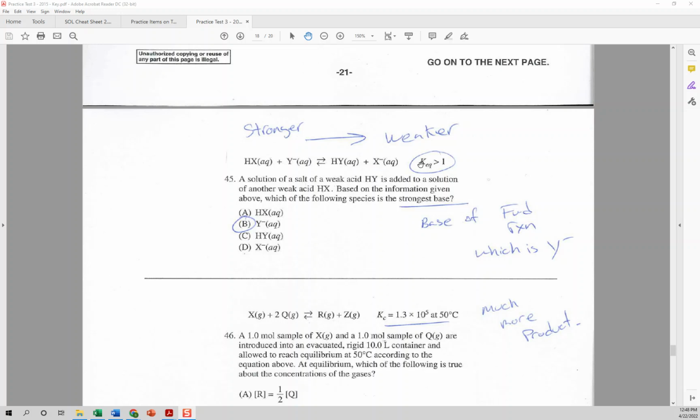So if this had been less than 1, then this side would be stronger. But since this is greater than 1, we know this side is stronger because this acting like an acid going this way is more favored than this acting like an acid going that way. So this is asking what's the strongest base, and the two bases of the reactions are Y minus and X minus, and since the forward reaction is favored, it's Y minus that's the strongest base. If the reverse reaction were favored, it would be X minus is the strongest base. Okay.